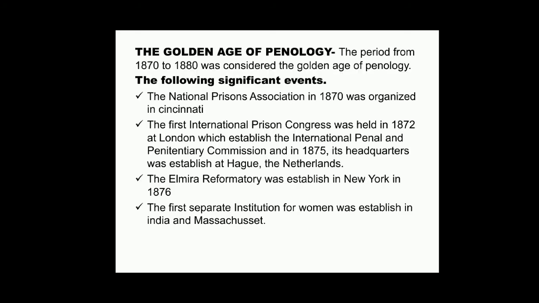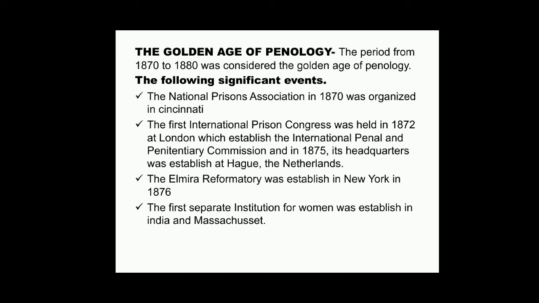The Golden Age of Penology. The period from 1870 to 1880 was considered the Golden Age of Penology. The following significant events. First, the National Prison Association in 1870 was organized in Cincinnati. So, noong 1870, itinatag ang National Prison Association. According to the research, ito daw po ang pinakamatandang asosasyon na particular na binuo para sa mga practitioners na propesyon ng correctional.